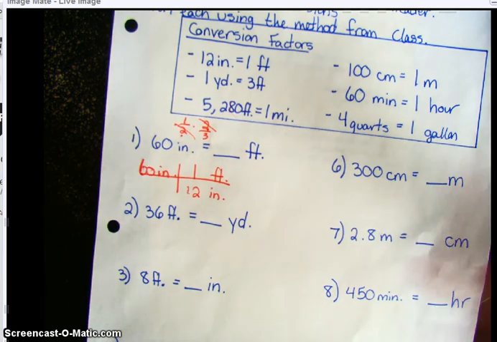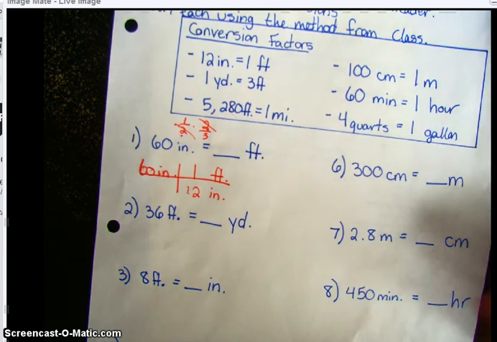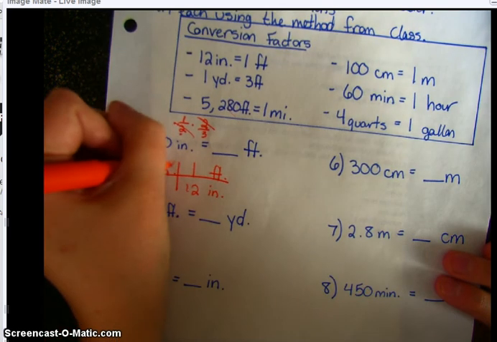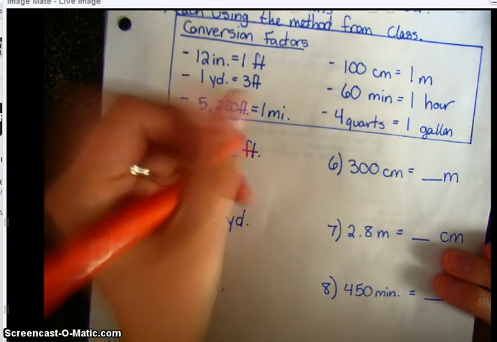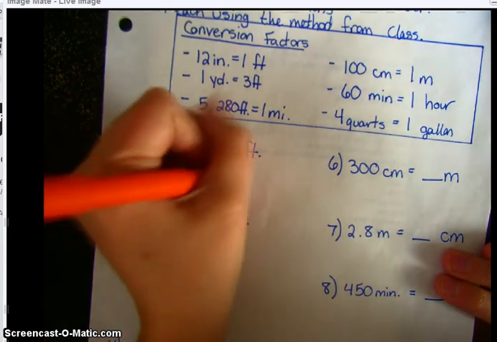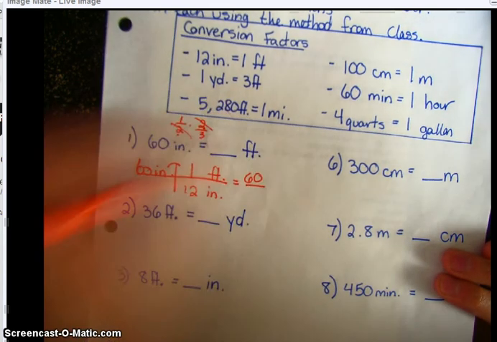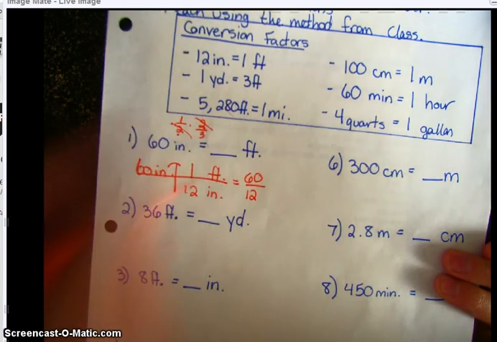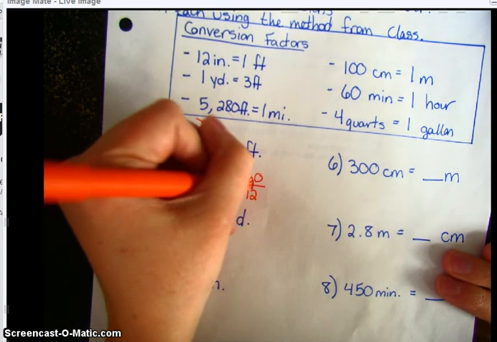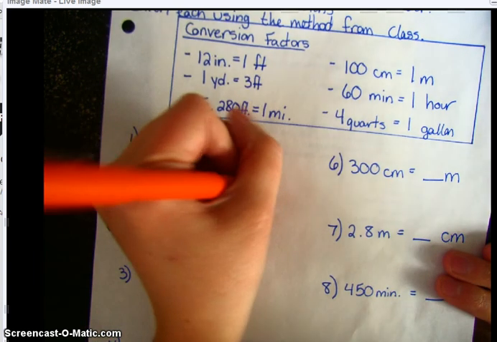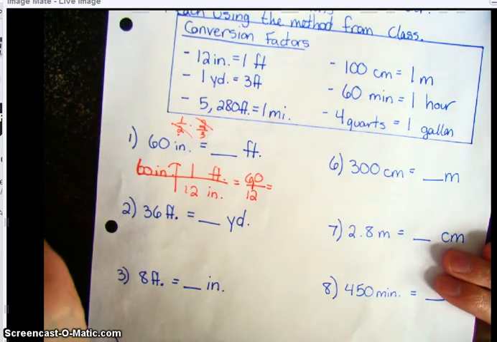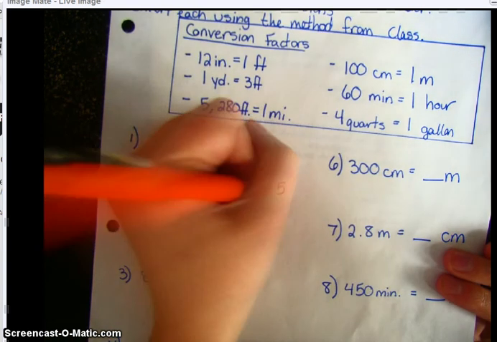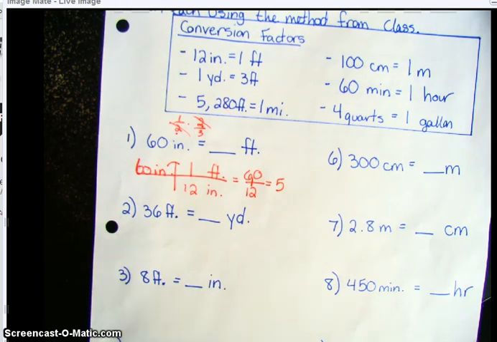Once we have set up our T-table and chosen our conversion factor, then we can multiply across the top. 60 times 1 is 60. Well, there's nothing to multiply here, so 12 is just 12. Once we've done that, then we go ahead and divide. 60 divided by 12. 60 divided by 12 is 5. And there's our numerical answer.